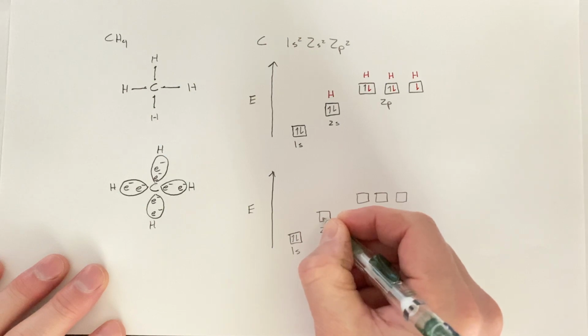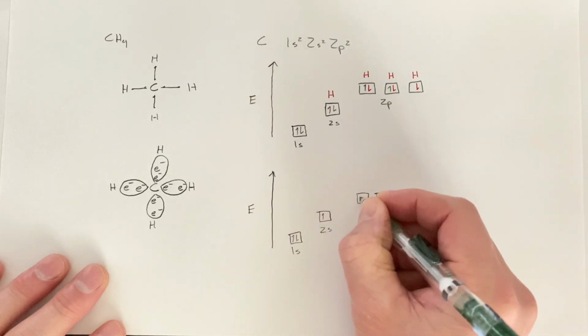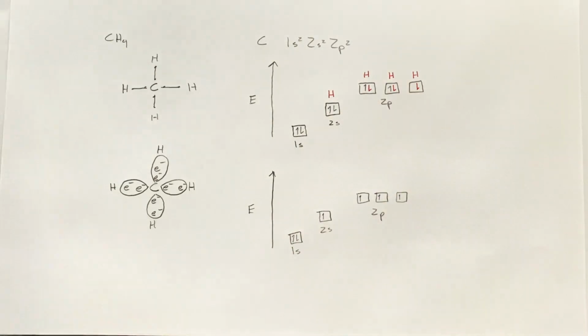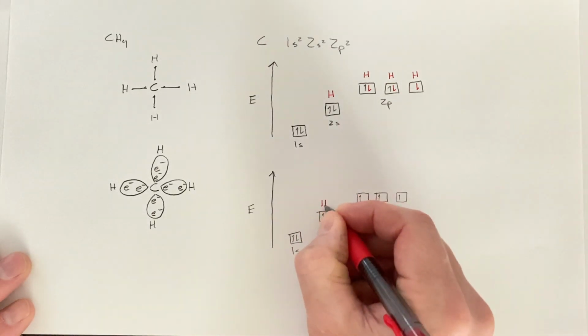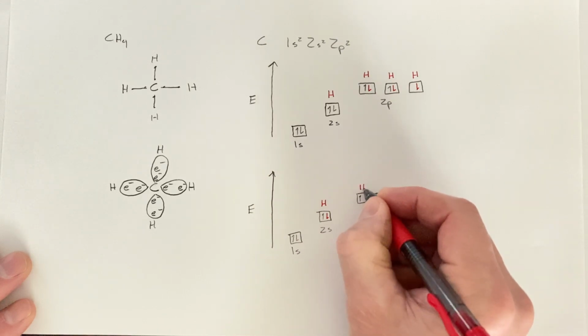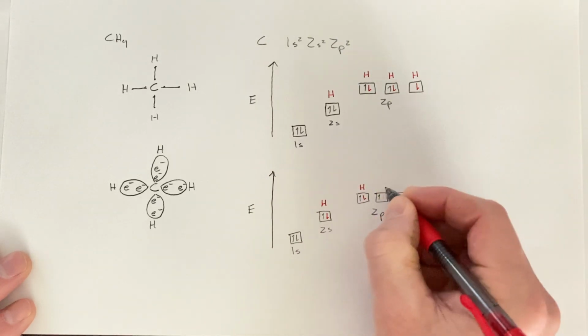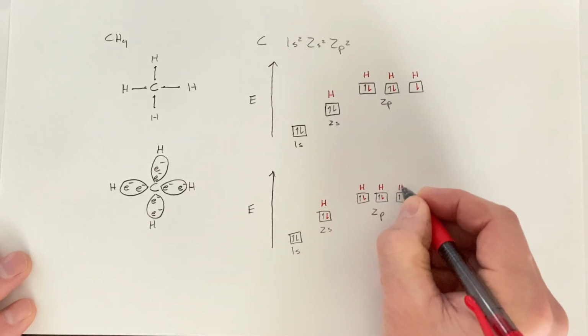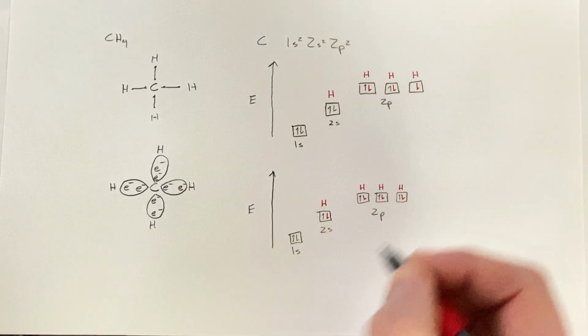But I will place one electron in the 2s orbital, and then I'll place 3 electrons in the 2p orbitals. These electrons are carbon's electrons. So now I will place a hydrogen atom here, and I can form a carbon-hydrogen bond. I'll place another hydrogen atom here, making a carbon-hydrogen bond, another carbon-hydrogen bond, and our last carbon-hydrogen bond.